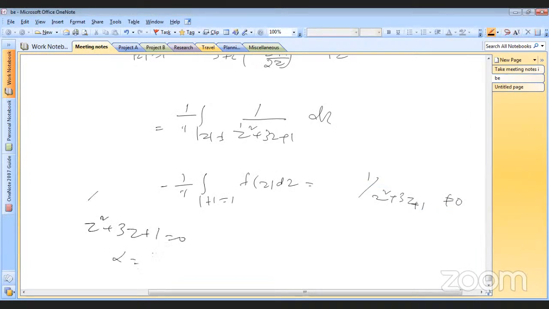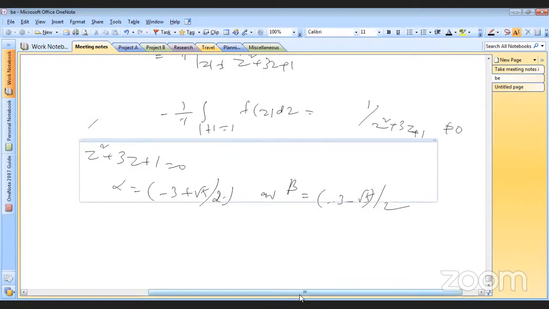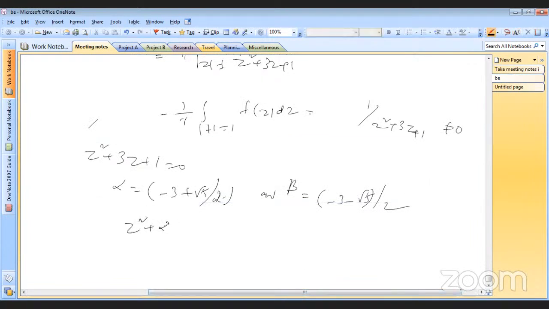They are denoted by alpha equal to (minus 3 plus root 5) by 2 and beta equal to (minus 3 minus root 5) by 2. Now alpha and beta are simple poles. The product of alpha and beta is 1, and the modulus of beta is greater than 1. Hence alpha is the only pole inside the unit circle. The denominator z square plus 3z plus 1 is equal to (z minus alpha)(z minus beta).